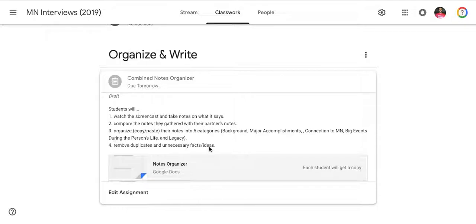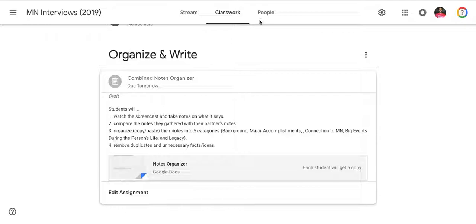This is where you and your partner are making a decision. This is an important fact. This is not a very important fact. This is, oh, that's interesting, versus, oh, this needs to be there. Okay? So you need to have a conversation with your partner about whether or not a note should end up in this Combined Notes Organizer.